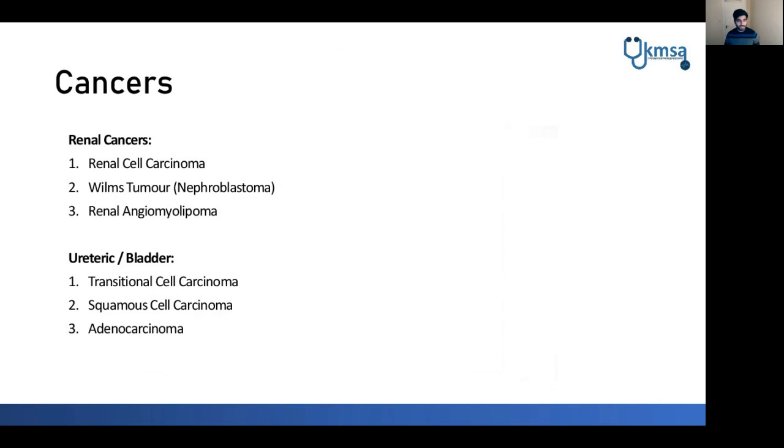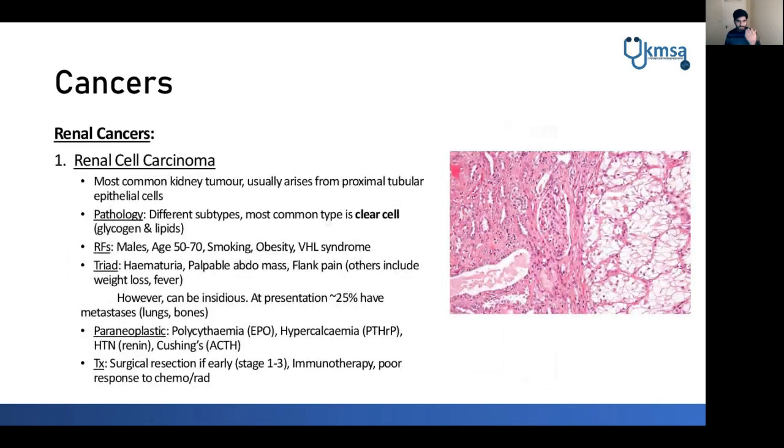So they can either arise from the kidney or the ureter and bladder. So let's talk about renal cancers. The first one and most common by far is renal cell carcinoma. If you look at the biopsy, on the left side, this is normal looking glomeruli, normal interstitium. You look on the right, these big, kind of fatty looking clear cells. So this is the most common subtype, which is clear cell carcinoma. It's a subtype of renal cell.